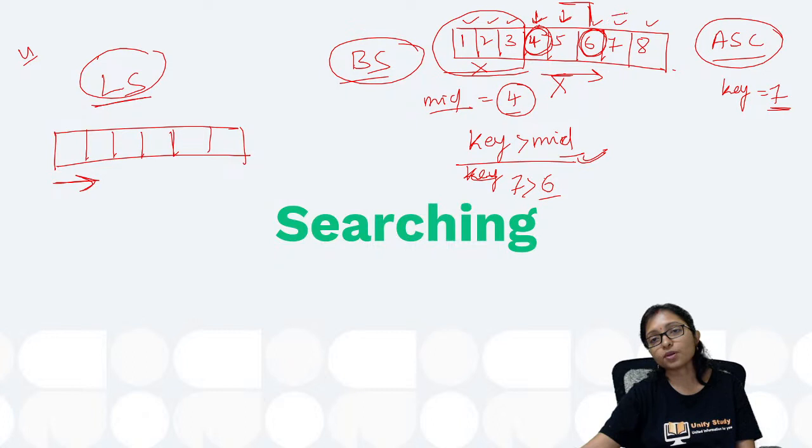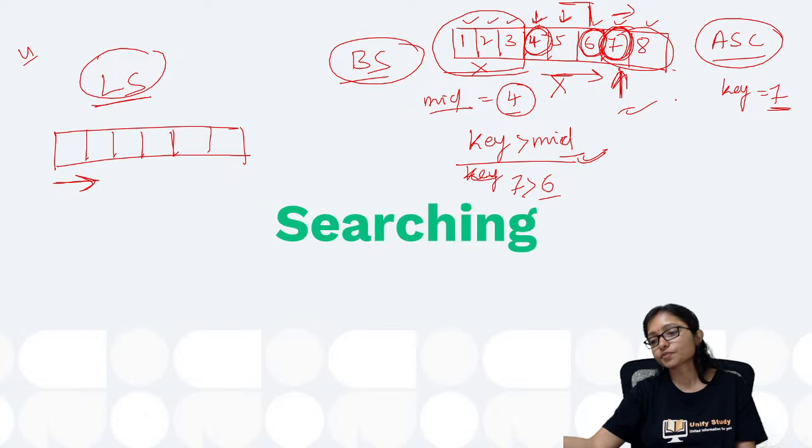In the next part, again I try to find out the mid element, and here I get it, and finally it matches the key. Then I will get the answer, right? This is the working mechanism of binary search. Always we are doing half and half. One half we are not working on and another half we are working on.